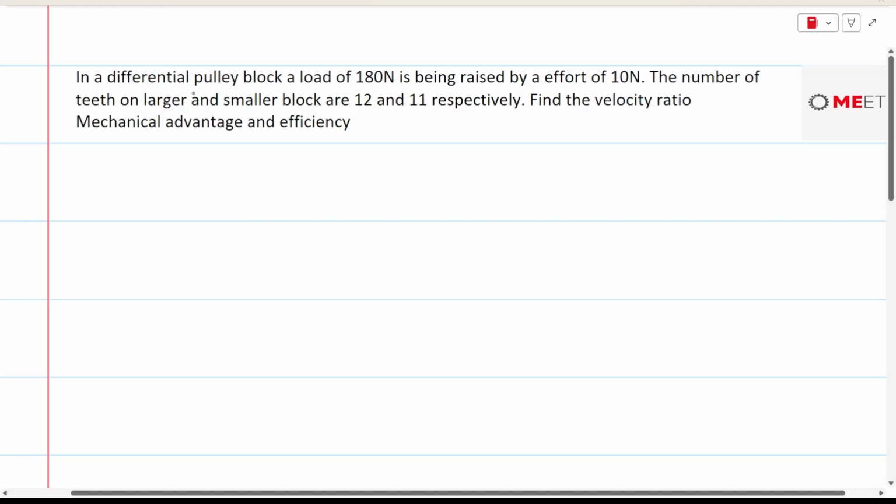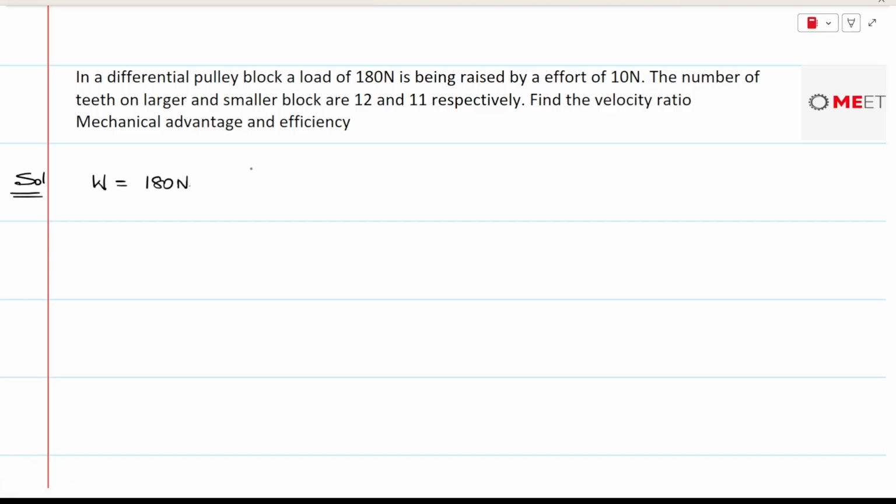The question is about a differential pulley block that has a load of 180 newtons. So load is indicated by W, and that's equal to 180 newtons, and it is raised by an effort on the input side which is 10 newtons. The number of teeth on the larger block, let's say T1, is 12, and T2, the number of teeth on the smaller block, is 11. Find the velocity ratio.